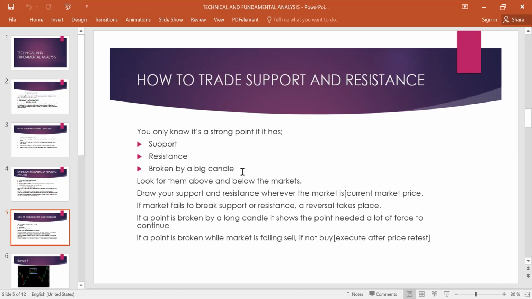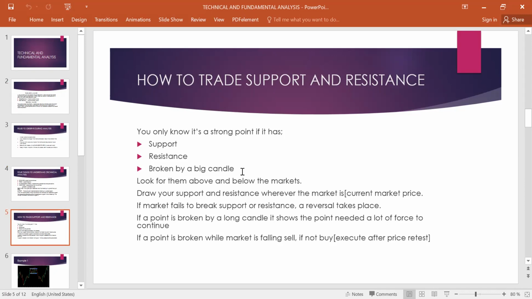So you need to look for them above and below the market. Then you need to draw your support and resistance wherever the market is, which is the current market price. If the market fails to break support or resistance, a reversal takes place. If a point is broken by a long candle, it shows the point needed a lot of force to continue.